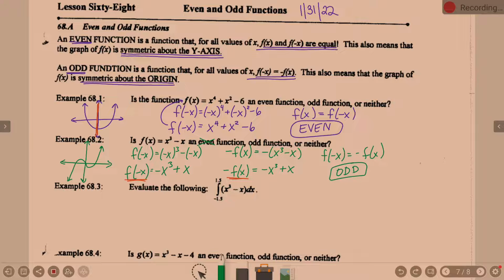Integral of x to the third. Okay, add 1 to your power and divide by that. So 1/4 x to the 4th minus the integral of x. Add 1 to the power, divide by it. 1/2 x squared, evaluated from negative 1.5 to positive 1.5.